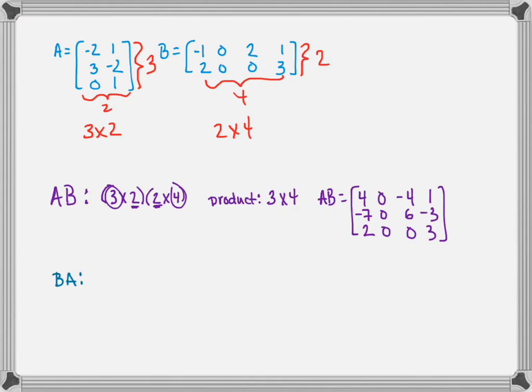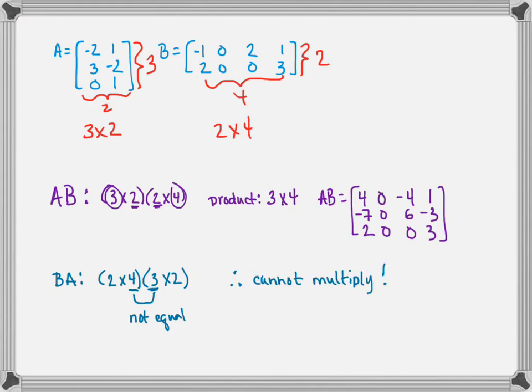Now, if I try to take the product BA, that would be taking a matrix that has dimensions 2 by 4 and trying to multiply it by a matrix that has dimensions 3 by 2. But the first matrix has 4 columns and the second matrix has 3 rows. These do not match up, they're not equal, so we cannot multiply these two matrices.